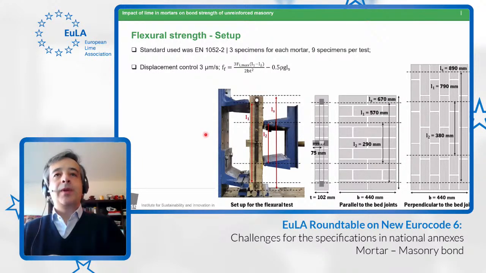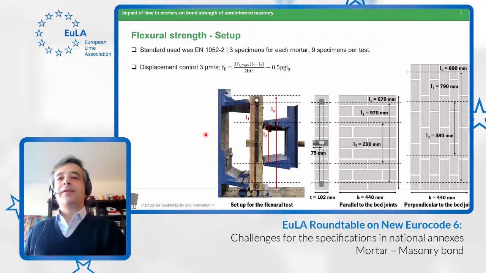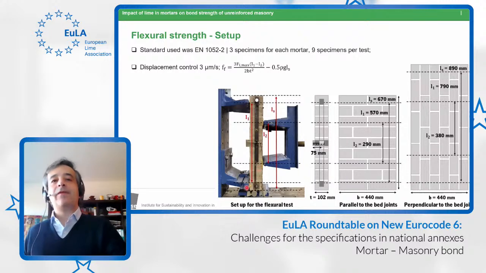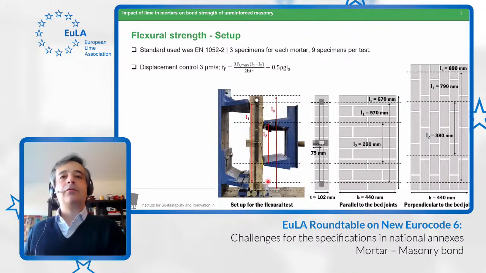And as we had three mortars, and we wanted to have some checking of repeatability, we made 3 specimens per mortar, and this resulted in 9 specimens per test. Of course, the tests were 2, so 9 specimens for testing parallel to the bed joints, 9 specimens for testing perpendicular to the bed joints. The setup is here. It was the same for both of them. I don't think I need to go into too many details because this is pretty much standard.